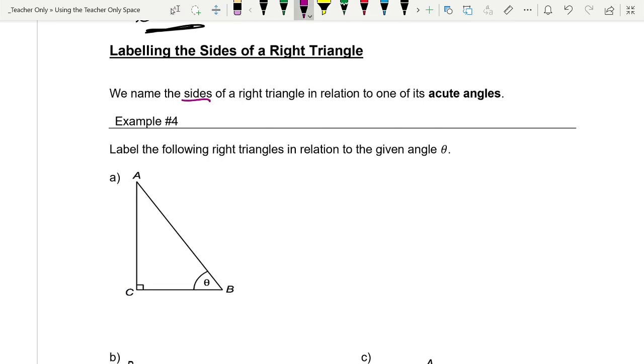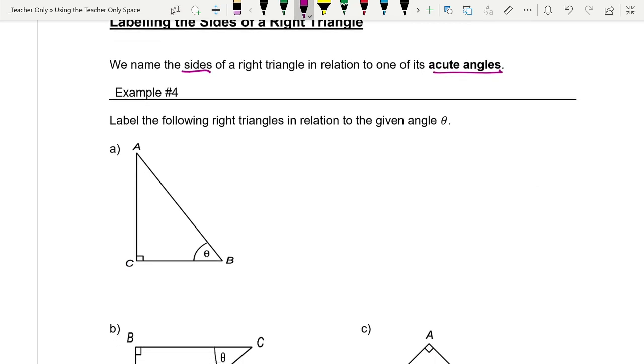We name the sides of a triangle, right triangle, any triangle, in relation to one of its acute angles. So angle B is an acute angle. Acute just means less than 90 degrees. That's what acute means. You should know that from elementary school. And so label the following right triangles in relation to their given angle. In relation to this B, this side over here, which again I could call side b, is the opposite side. It is opposite to angle B.